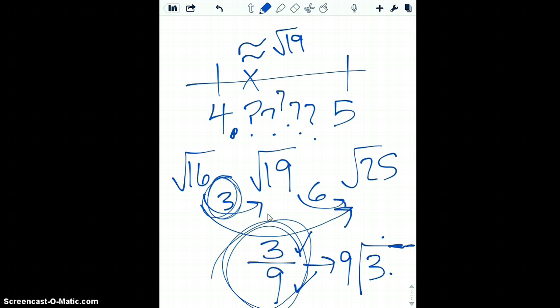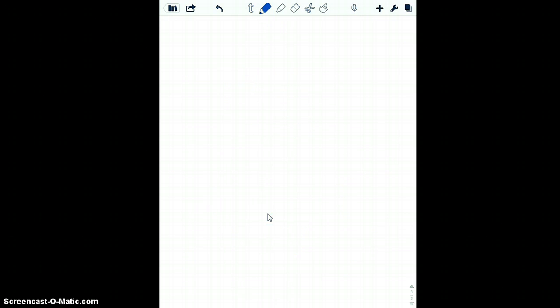Go ahead, pause the video, try it, and press play again, because I'm going to start. So 3 divided by 9, if you do it, is 0.33333. It's just repeating. So if I were to approximate the square root of 19, I would say it's approximately 4.3. Because in 0.3 repeating, this tenths place, if I were to round it to the tenths place, it would stay as a 3 and it would not round up because this is not 5 or more.